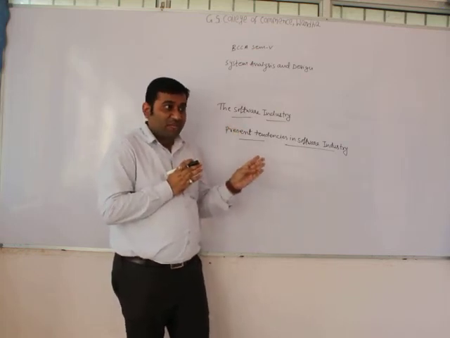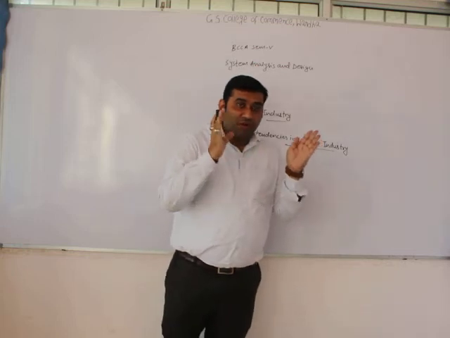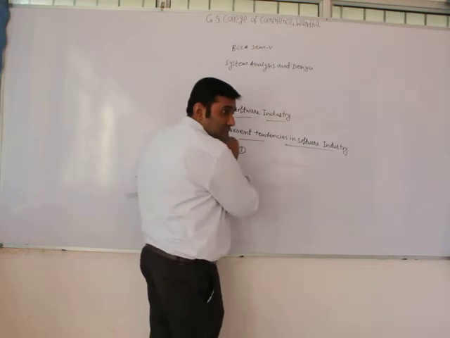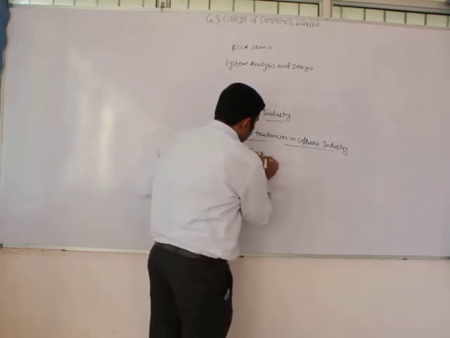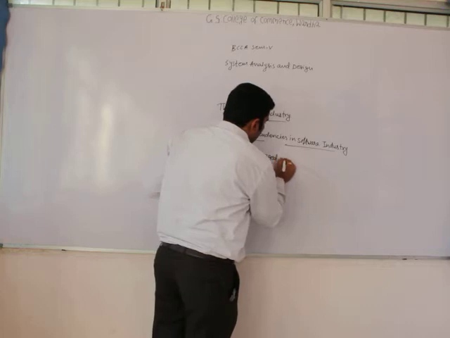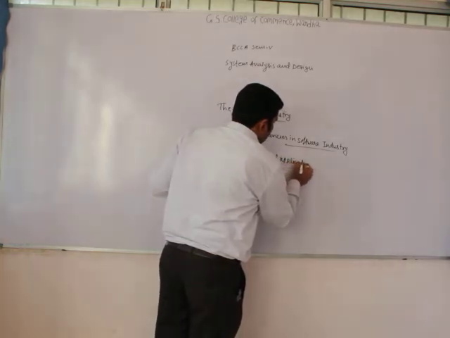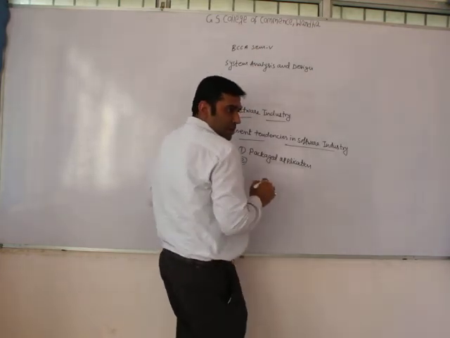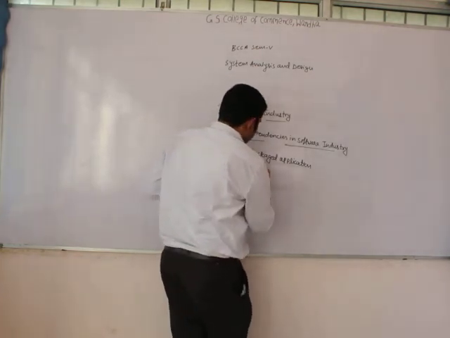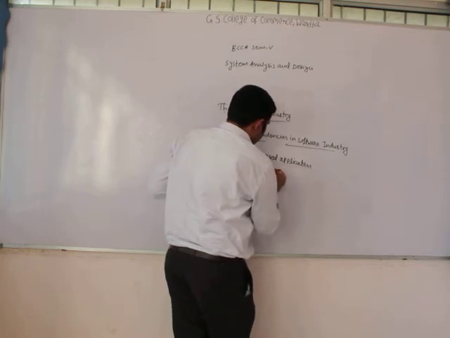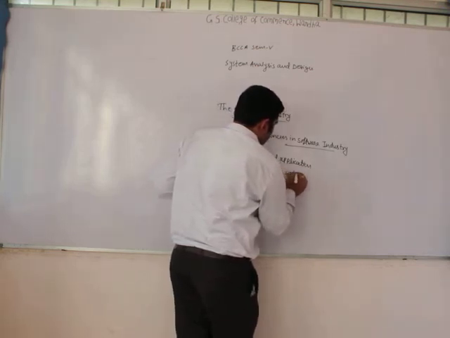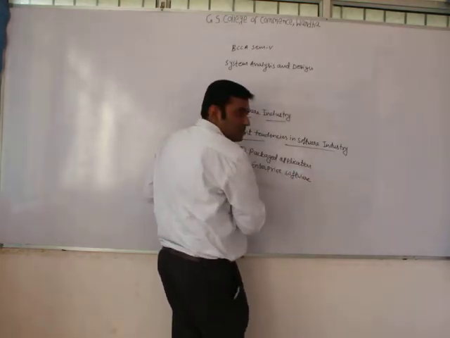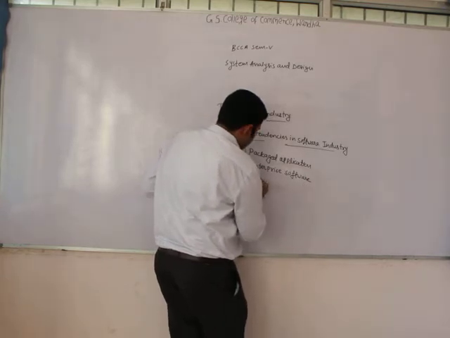Some aspects of the software industry. First is package application, made for the business purpose. Second is enterprise software. Third is system software.